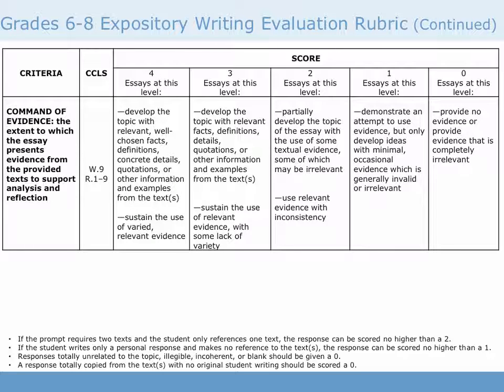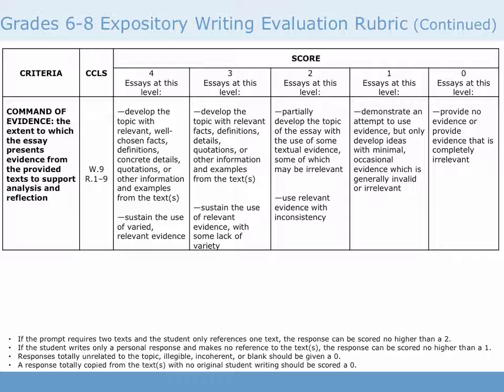The next criterion is command of evidence. That's the extent to which the essay presents evidence from the provided text to support analysis and reflection. This is used to assess Writing Standard 9 and Reading Standards 1 through 9. Essays at a Level 4 develop the topic with relevant, well-chosen facts, definitions, concrete details, quotations or other information, and examples from the texts. At a Level 3, they develop the text with relevant facts, definitions, details, quotations or other information, and examples from the text.